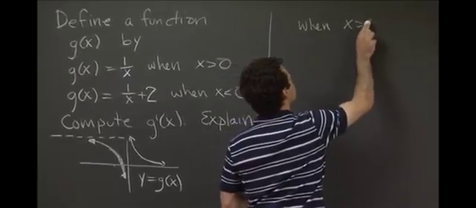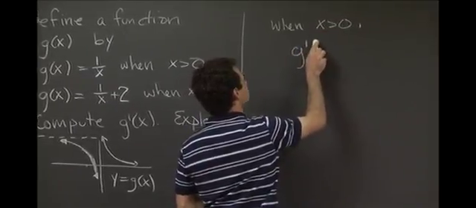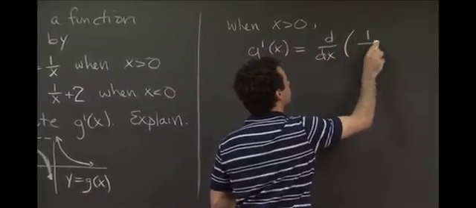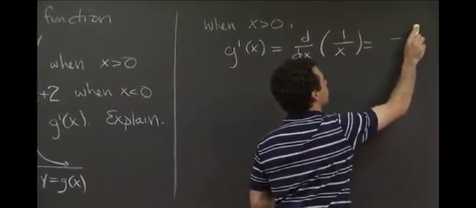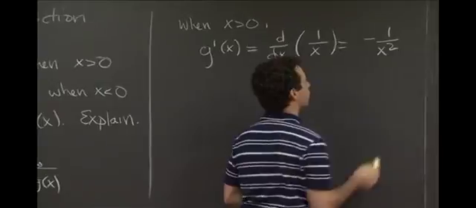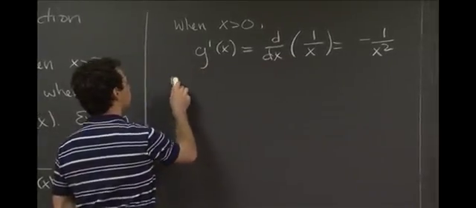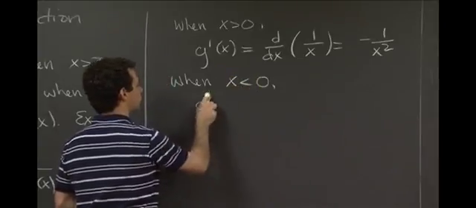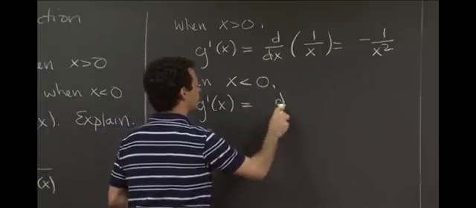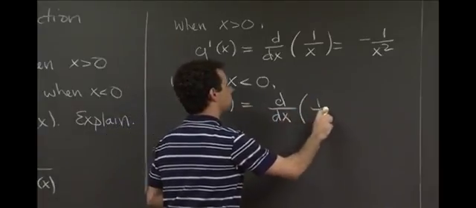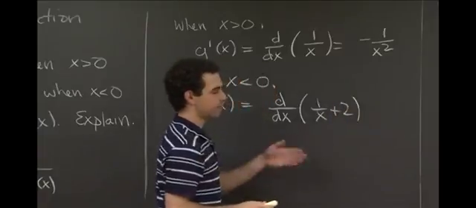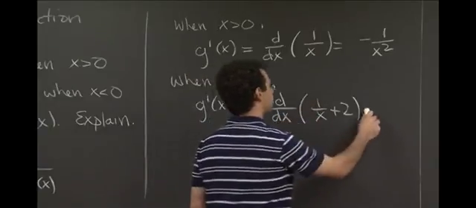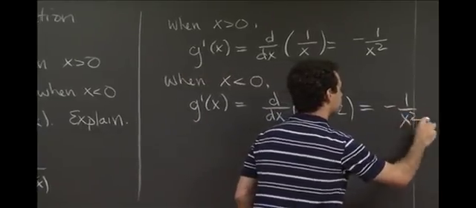So when x is bigger than 0, g prime of x, well, that's just d over dx of 1 over x. That's something we're familiar with. It's minus 1 over x squared. So that's for x positive. When x is less than 0, g prime of x is d over dx of 1 over x plus 2, because that's what g of x is. And so the plus 2 gets killed, and then we have the derivative of 1 over x. So that's minus 1 over x squared.